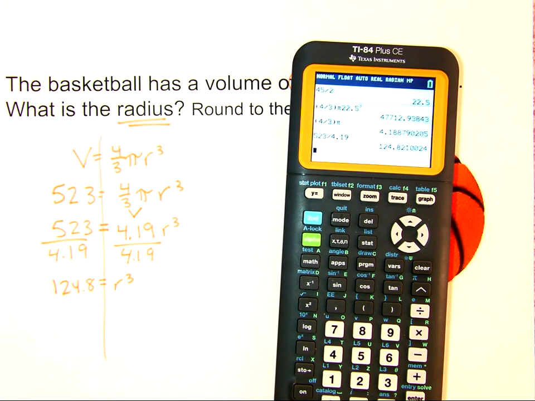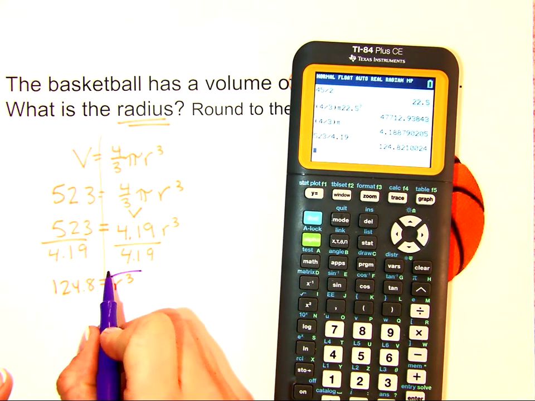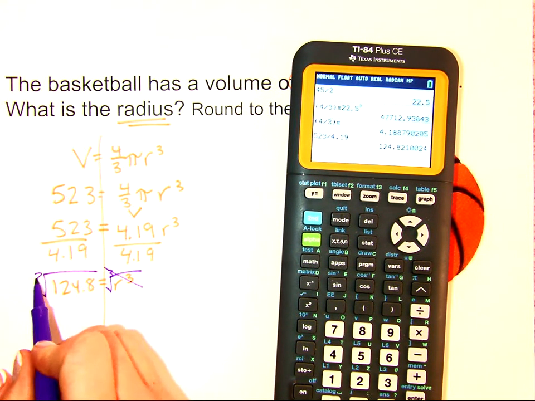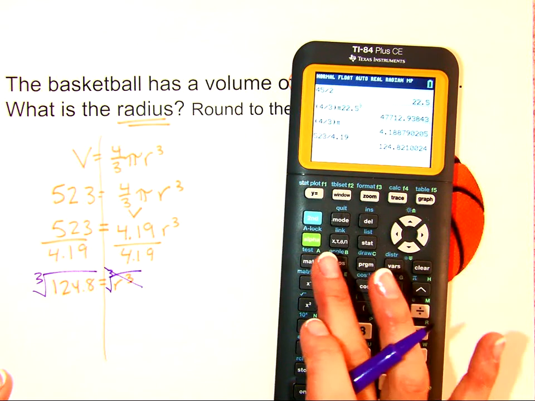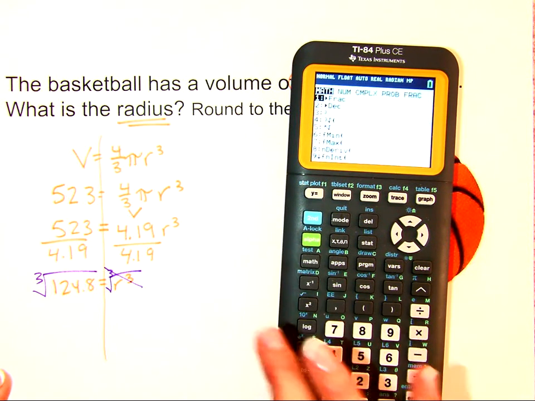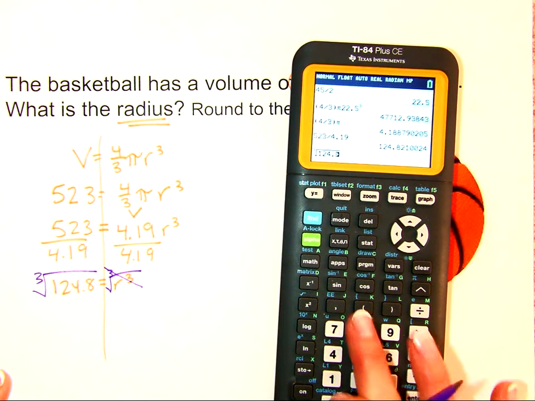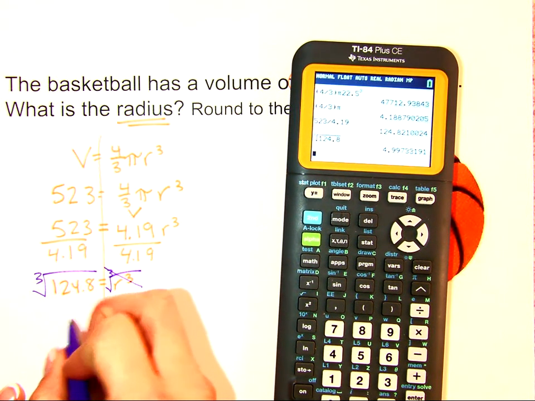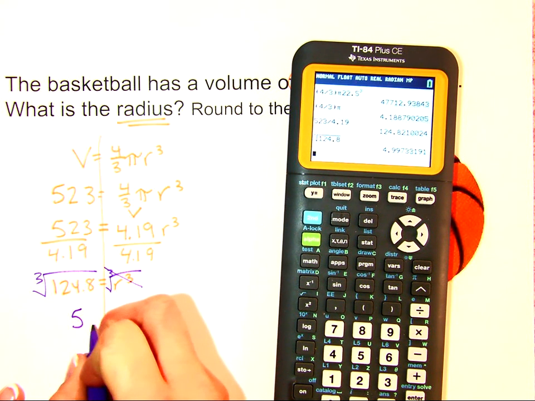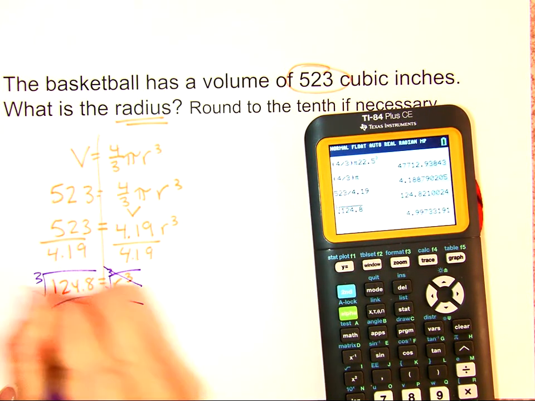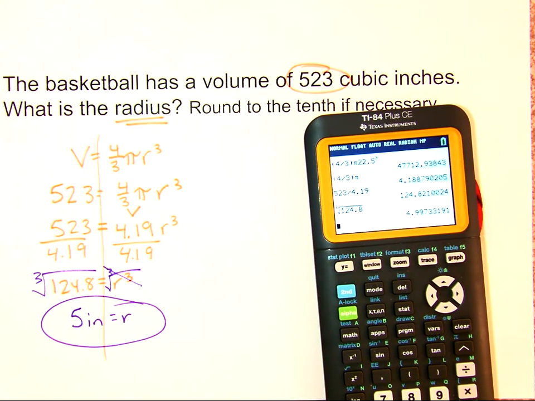Remember, we want r, not r cubed. So to get rid of this cube here, we have to do the inverse, which is taking the cube root to get that to cancel. So taking the cube root, remember you're going to go into math 4, which gives us the cube root symbol of 124.8. Round that gives us approximately a radius of 5 inches is the radius.